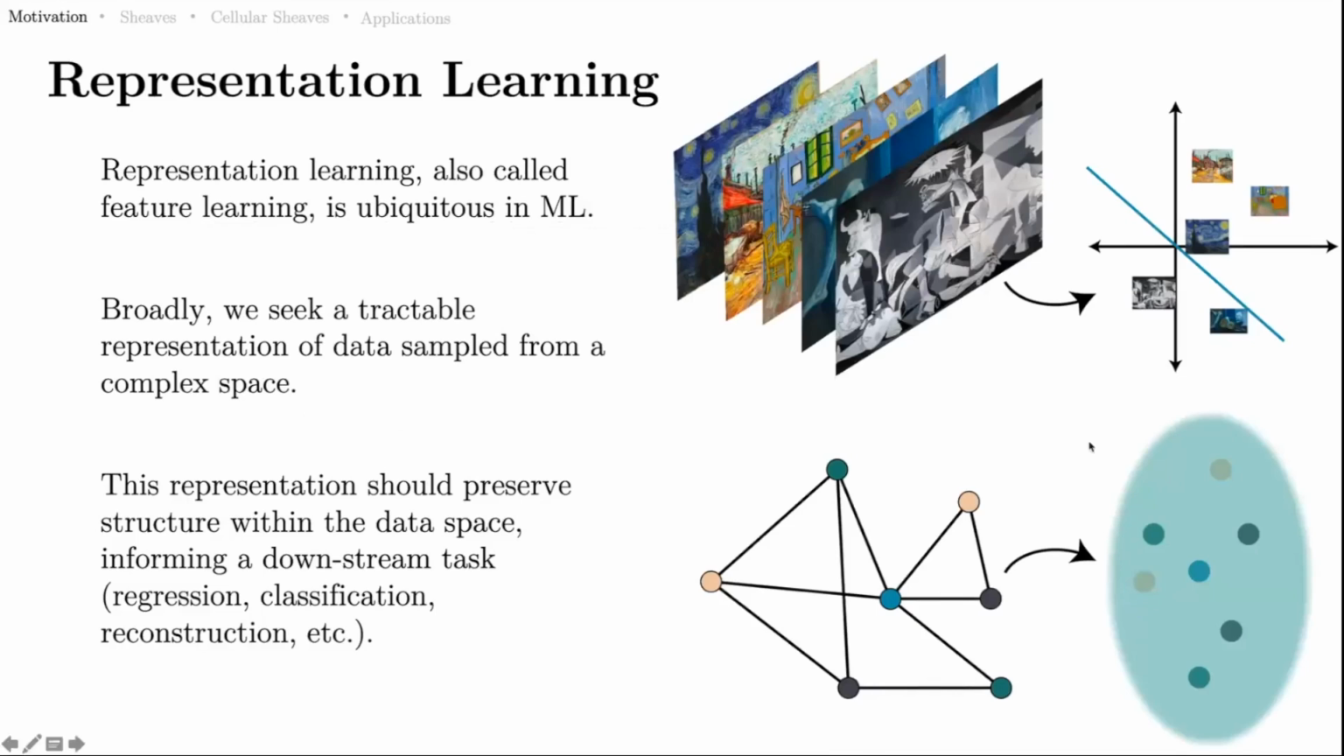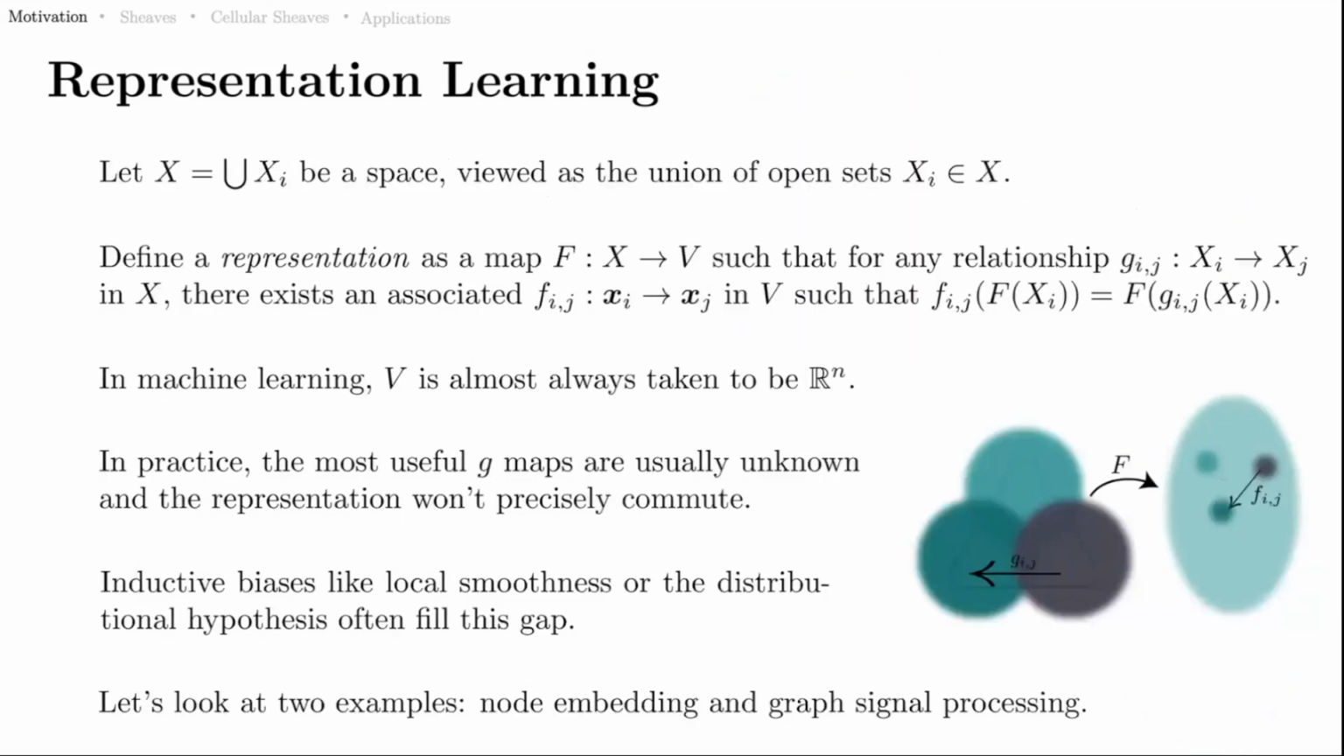So representation learning is really just a ubiquitous notion within machine learning. Broadly, we are looking for some tractable representation of some complex space. So we're going to take samples from a space, and we want to encode them in a manner that is both tractable and also retains some structure in this data space that would allow us, for some downstream purposes, for example, to classify our samples. And so we can give a slightly more formal definition. I'm not calling this a formal definition, but it would at least give us something to get a handle on a little bit better.